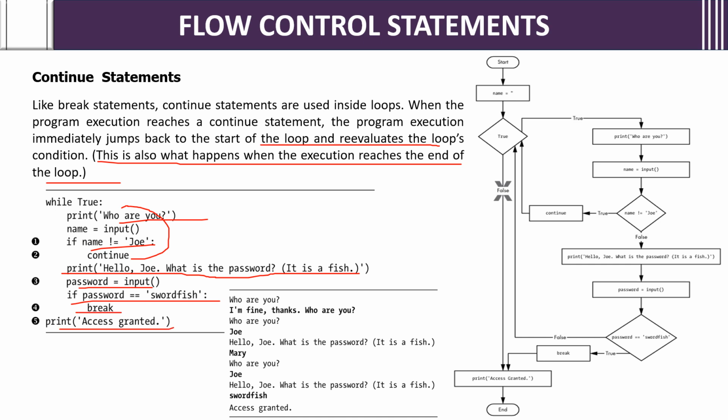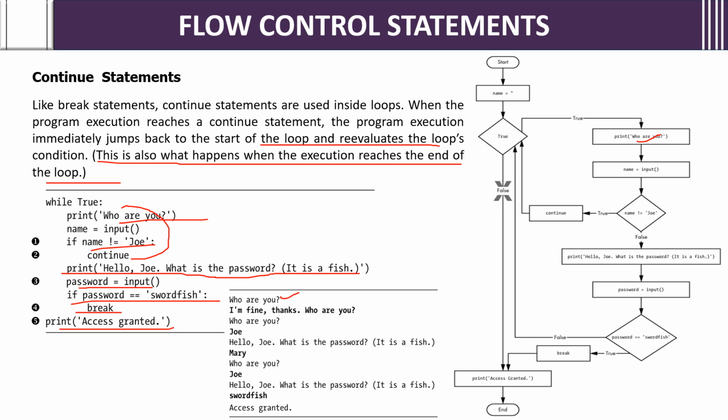Print "Access granted." If you run your code, it will first print "Who are you?" I am fine, thanks. Who are you? It will ask again, because we need to input the name Joe. If it is Joe only, it will go to the next statement. While the condition name not equal to Joe is true, it continues to the while loop and asks "Who are you?" again. If you give Joe now, it will come out of the loop and print "Hello Joe, what is the password?"